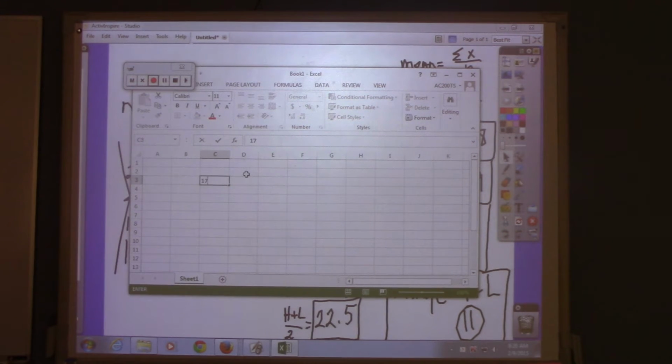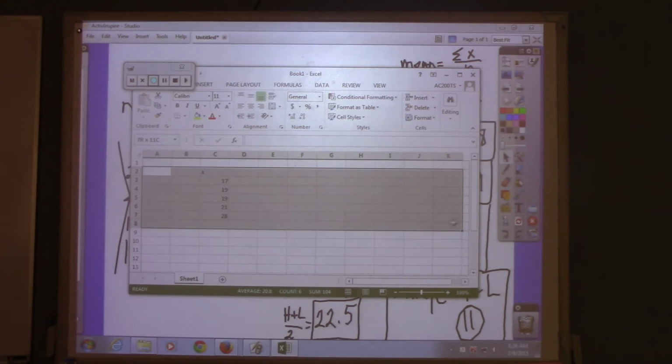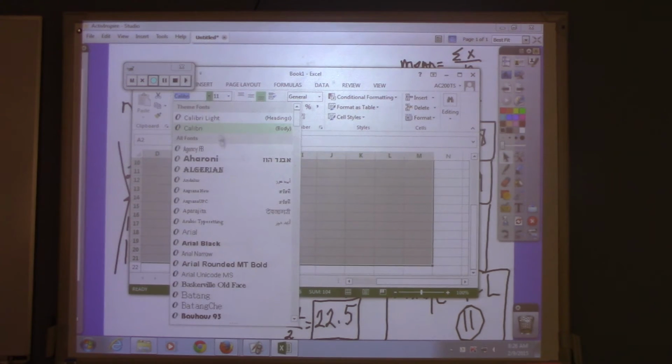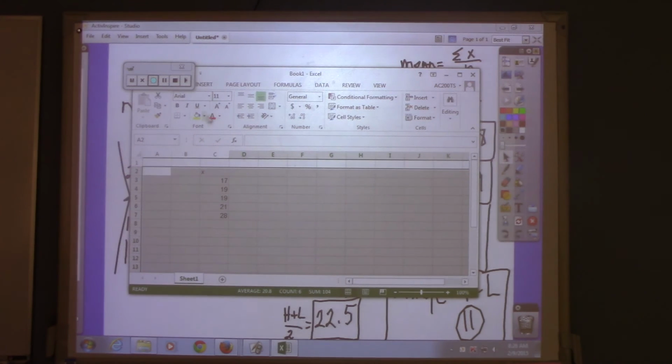17, 19, 19, 21, and 28. And that's X. And let's see. Arial. I like Arial. I told y'all that last time. 12 and centered.